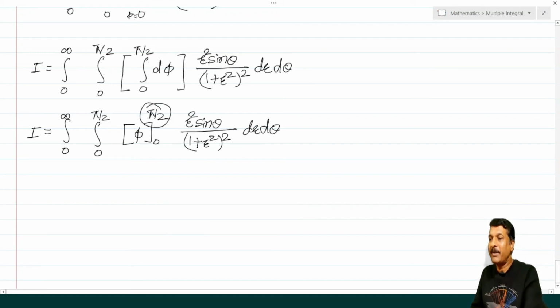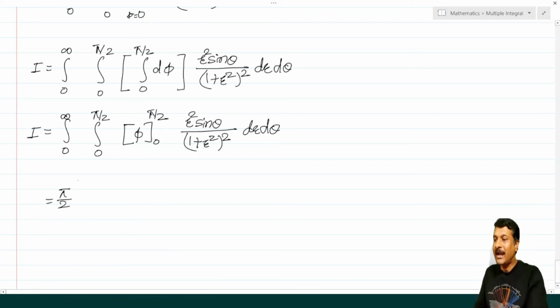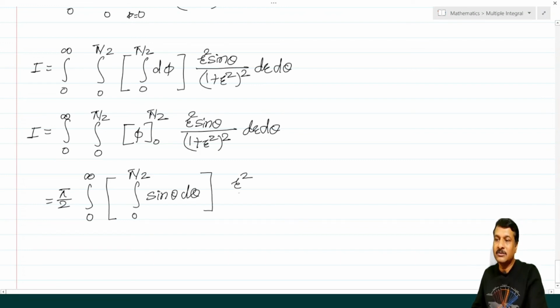So here upper limit minus lower limit. So I am getting pi by 2, and it is directly outside because it is a constant. So I am taking pi by 2 outside, and note that now these are the limits of theta, 0 to pi by 2. So only theta inside. So I am getting outside 0 to infinity and inside 0 to pi by 2, only theta inside. It means that sin theta d theta inside, outside r square upon (1 plus r square) whole square dr.